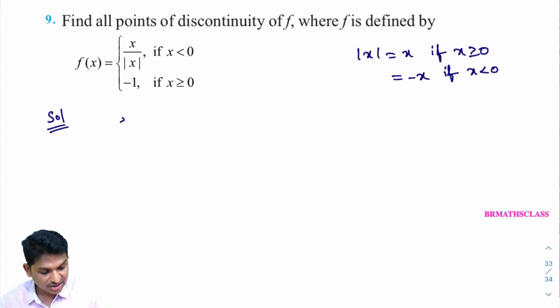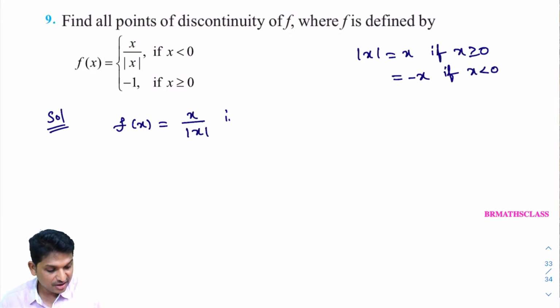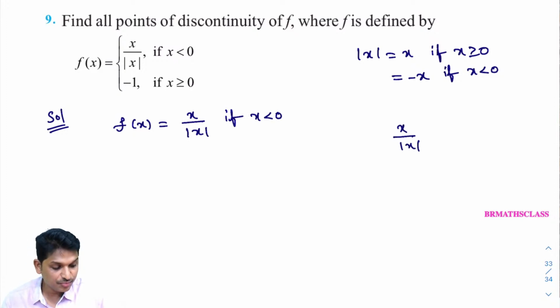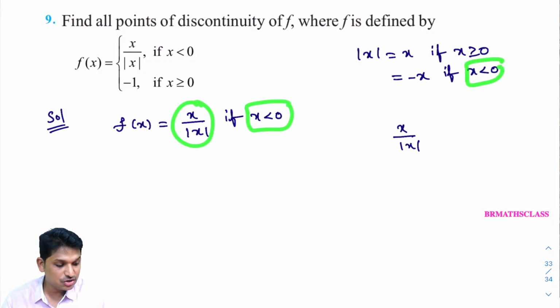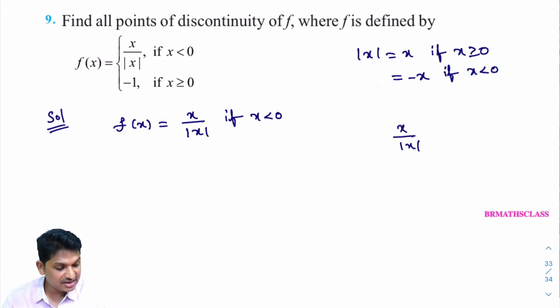How to rewrite the function? f of x equal to, here what they have given? x divided by mod x is there if x is less than 0. When x is less than 0, what is mod x? Mod x is minus x. So what I'll write here, this is x divided by minus x. So these two will get cancelled. What you will get? You will get minus 1.